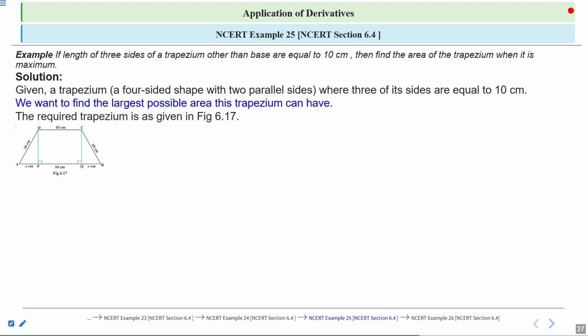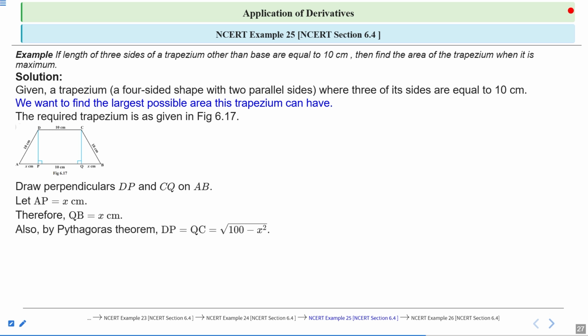The required trapezium is as given in figure 6.167. You can see the trapezium. Draw perpendiculars DP and CQ on AB. Let AP be equal to x centimeter. Therefore, QB is equal to x centimeter. Also, by Pythagoras theorem, DP will be equal to QC, which is equal to root over 100 minus x square. Clear?